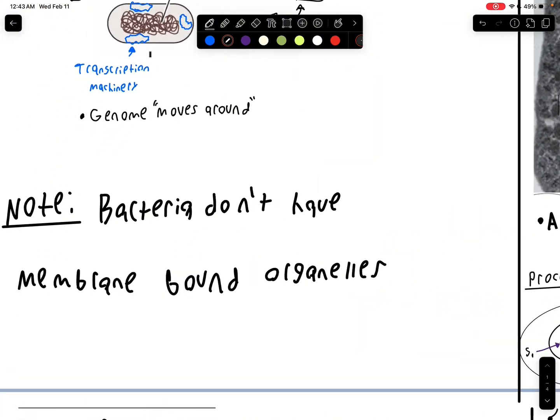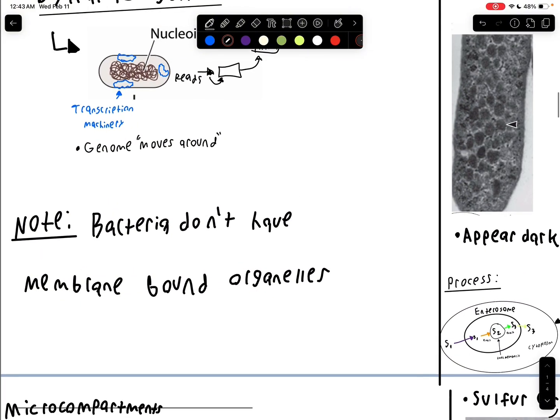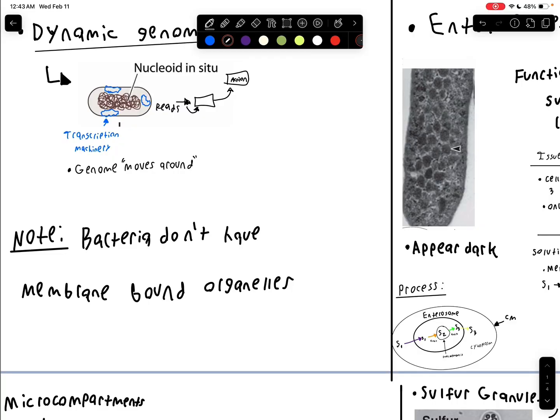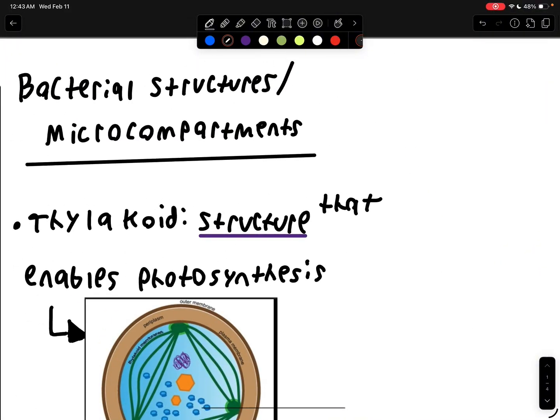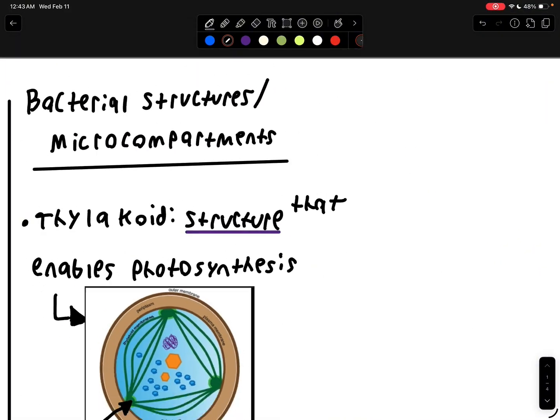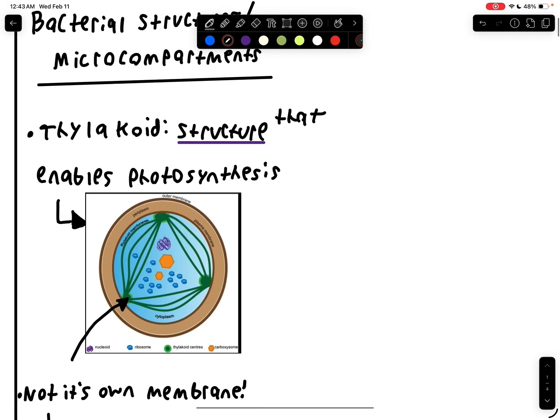Now, one thing of importance is that bacteria don't have membrane-bound organelles. So we talked about membranes in the last video. You can have a phospholipid bilayer or other kinds of membranes, but for bacteria and prokaryotes in general, they don't have membrane-bound organelles. So what do they have? They have what we call bacterial structures or microcompartments. So let's start with one of the bacterial structures.